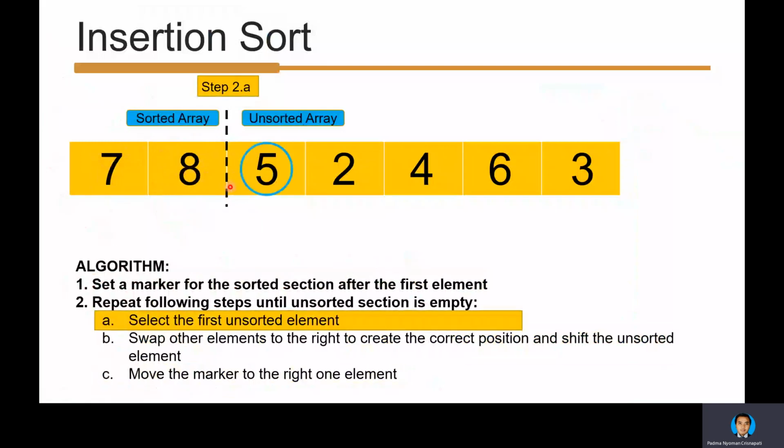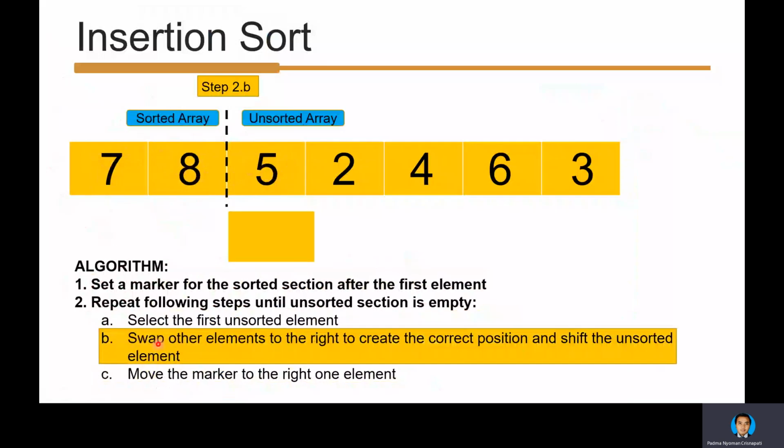And then the next step is to select the first unsorted element. So it will be 5. 8 is bigger than 5, so this makes the condition of swap fulfilled. So 5 will be taken, 8 will be swapped to the right to make the correct position, and 5 goes to the last, to the 0 index of the array.